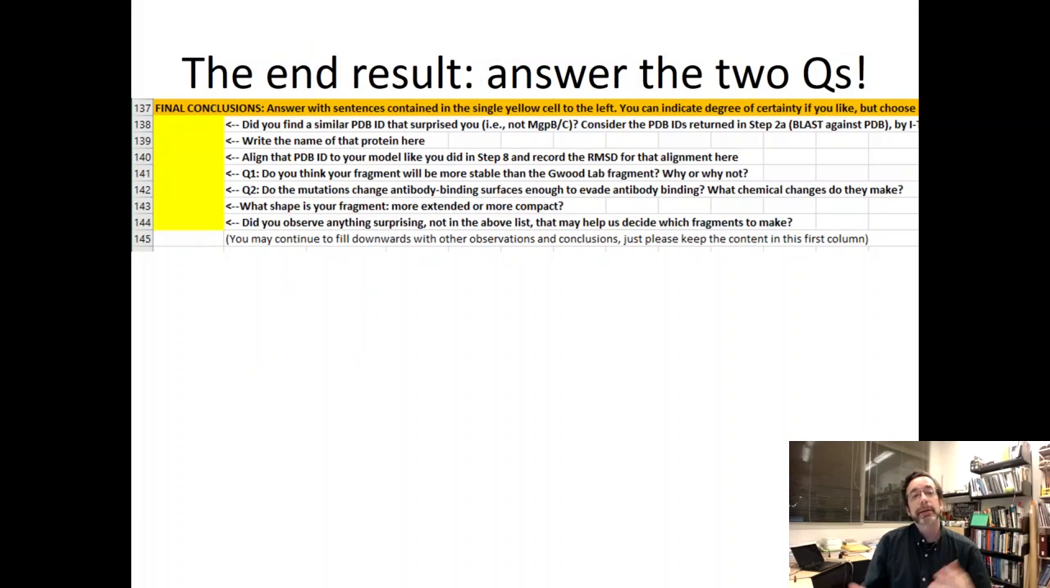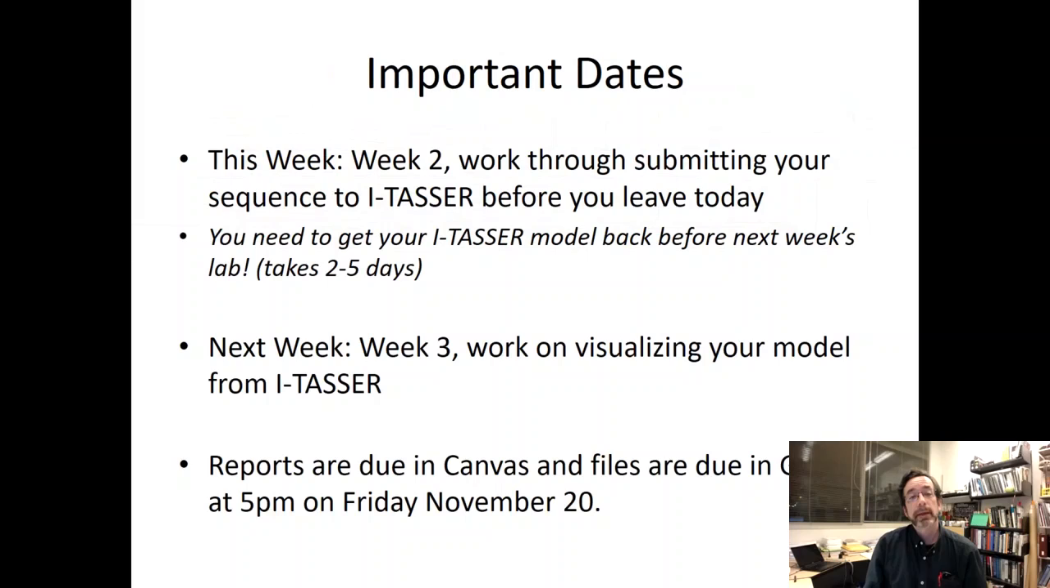The end result is at the bottom of the data entry sheet. I let you interpret. Answer the questions, sum up the things that you've seen. And so, the important dates. This week is week 2. Make sure you're in lab. Week 3, lab will be open as well, but you can also try to do some of that remotely.